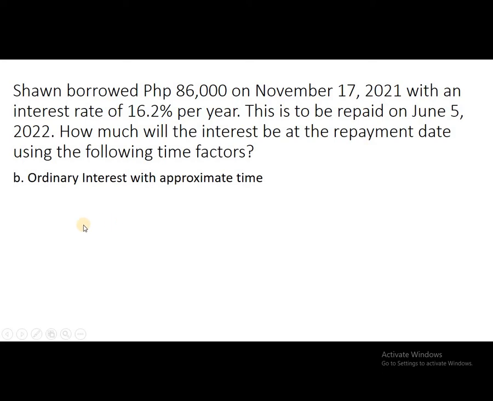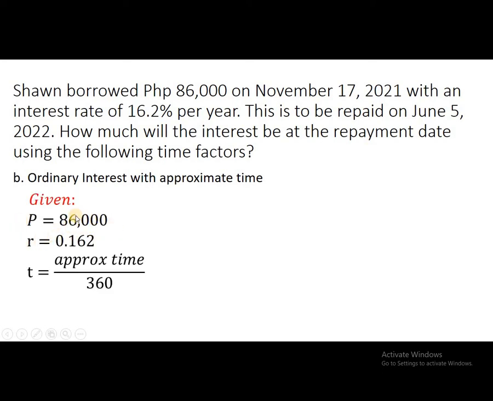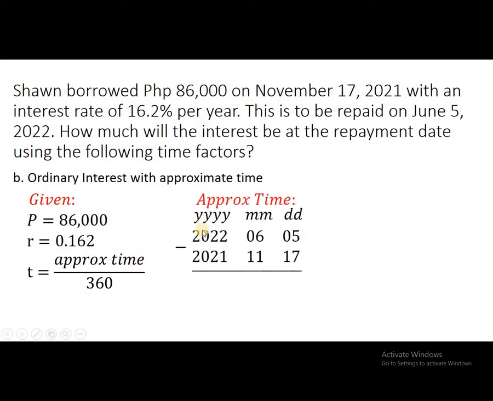The same procedure: we start with the given, listed as 86,000 for the principal amount. The rate would be 0.162 in decimal, and the time expressed in years would be approximate time over 360. We need to compute for the approximate time. We list the dates in this manner: we have the year, month, and the days. We start with the latest date, that would be June 5, 2022. Subtract now the date when Sean borrowed the principal amount, that is November 17, 2021.